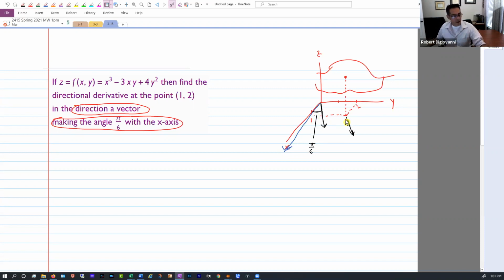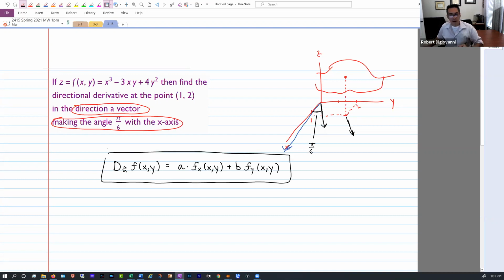So what we need to determine in order to use the formula, the directional derivative of the function, let me write down the formula, is always going to be equal to a times the partial of f with respect to x at some point plus b times the partial derivative of f with respect to y at some point. So that's our given formula. We need to know what a and b are. So the unit vector u has to be a vector a, b, and we don't know what those are yet.